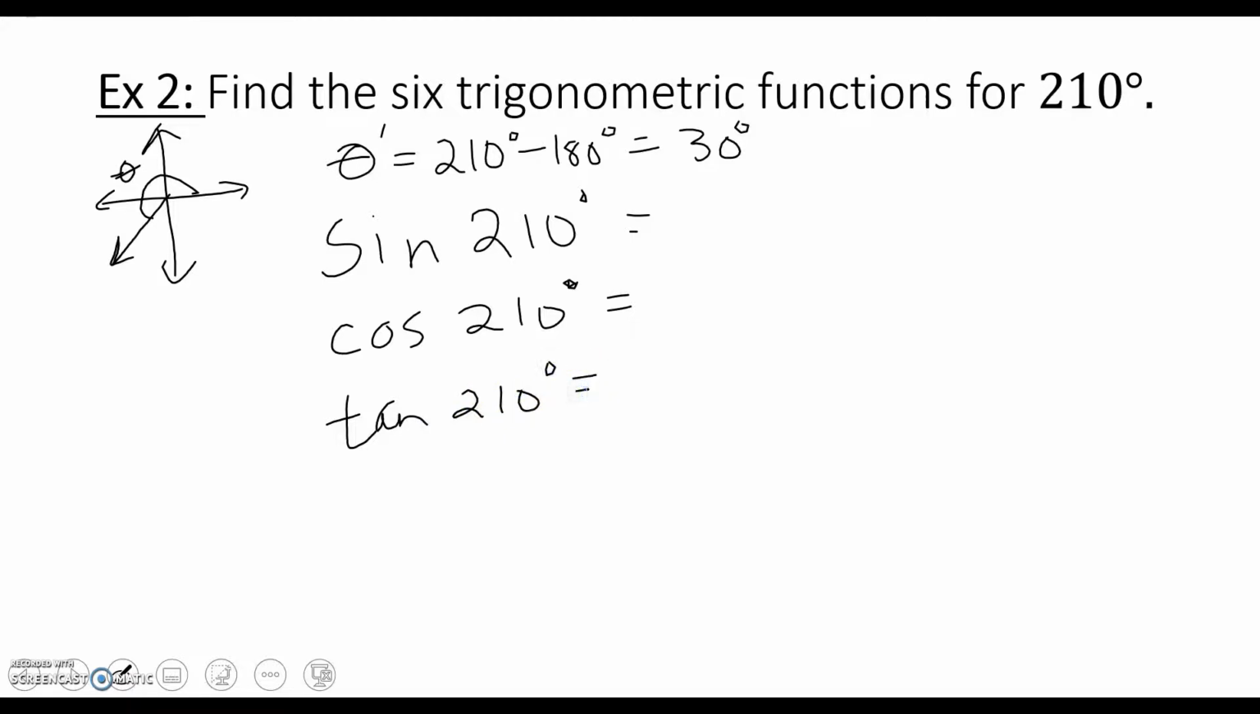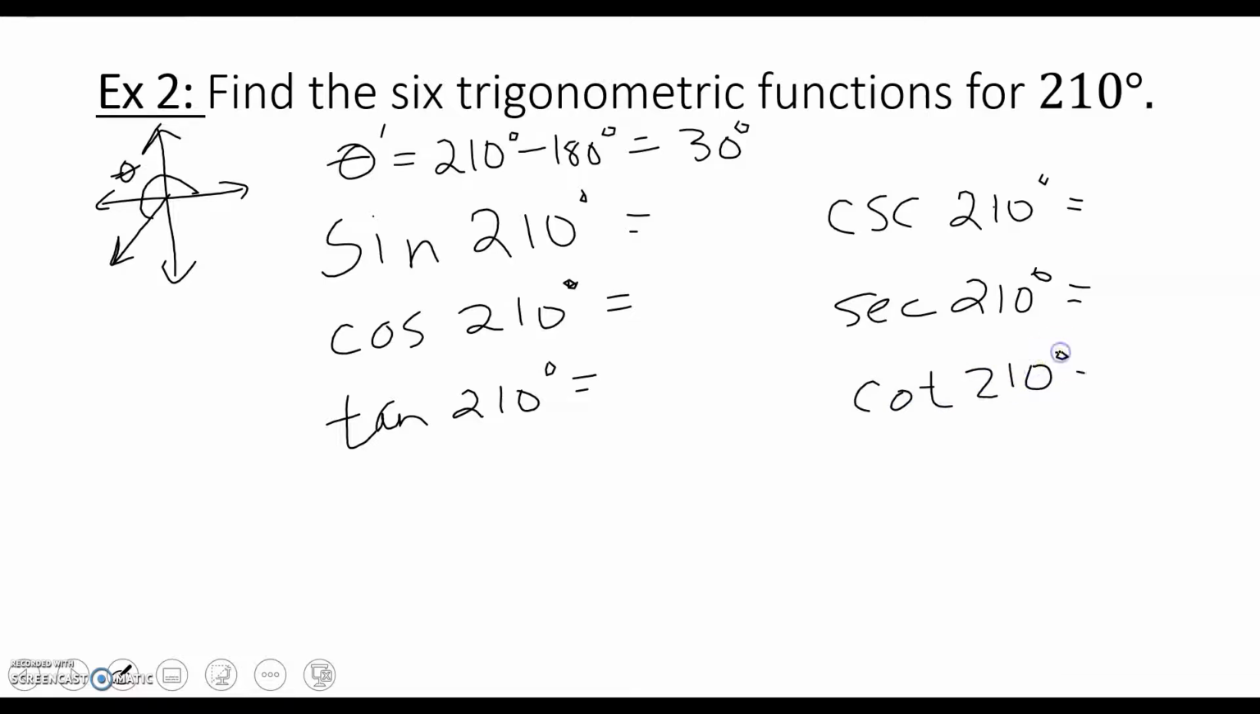Not necessarily exactly the same. It's going to have the same value, but the sign may be different, okay? We're going to find the cosecant, the secant of 210 degrees, and also the cotangent of 210 degrees. So we want to find those 6 trigonometric function values. So starting with the sine.